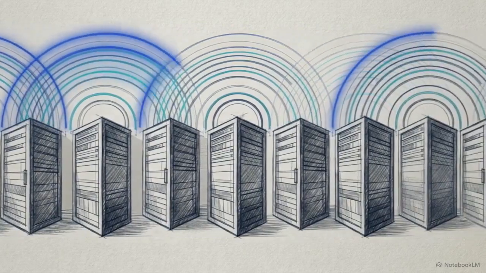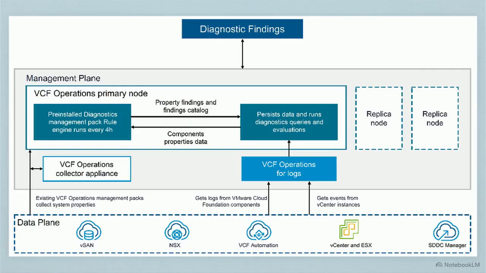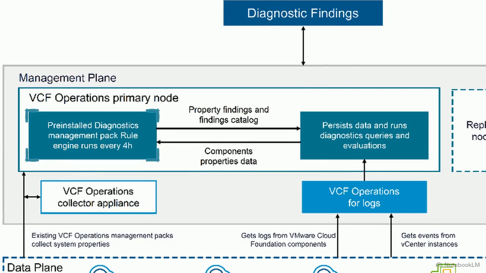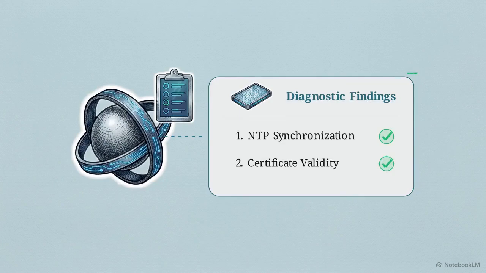Shifting the workflow toward continuous health monitoring reduces the time spent in high-pressure troubleshooting by surfacing these errors before they can block a deployment. This proactive data is gathered without overwhelming the environment with telemetry overhead. The diagnostic findings engine uses a primary node to pull component properties and logs directly from the data plane. A rule engine then evaluates these properties against a catalog of known signatures. This allows the system to preemptively check for things like NTP drifts or certificate expirations that frequently cause deployment failures.